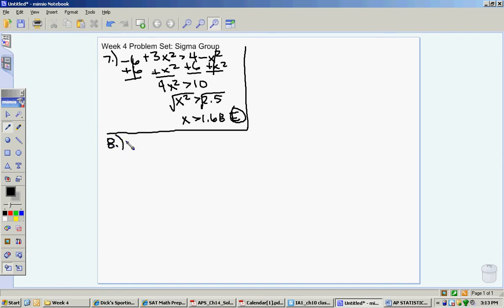The next one says which is not a solution. The correct answer is A, -1. Again, I'll show you the algebra way. If you like that, cool. If not, plug in the answer choices and go from there. We have the absolute value of 2x squared minus 6 is less than or equal to 6. We know we're going to branch off. We're going to have two separate solutions that are going to make a compound inequality here.